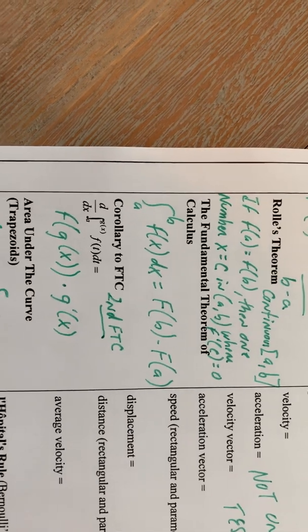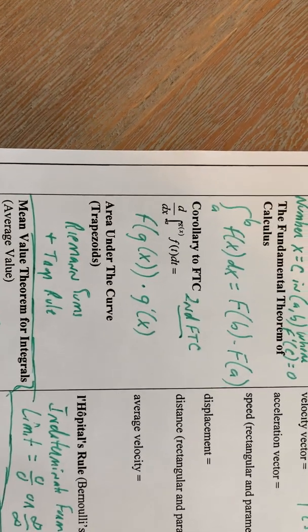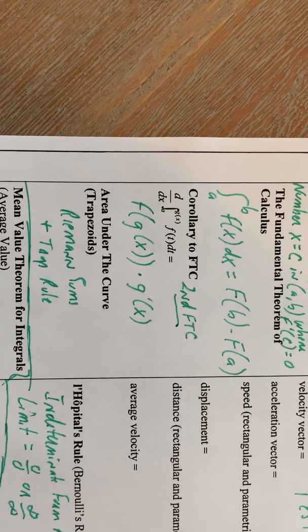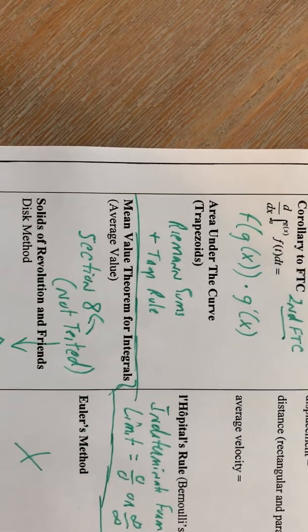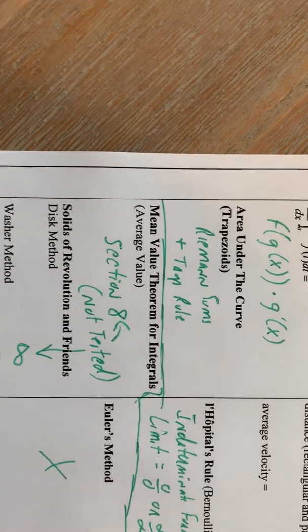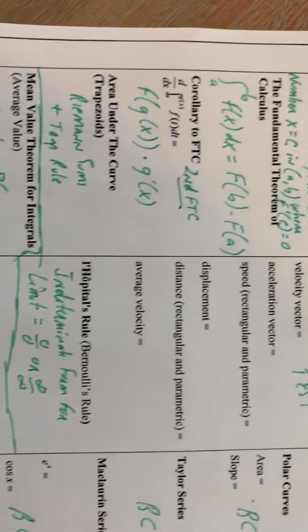Area under the curve is Riemann sums and trap rule. We'll cover that. Mean value theorem for integrals just got kicked out, so we don't have to worry about any of this stuff. This is all section 8. That's not on the test.